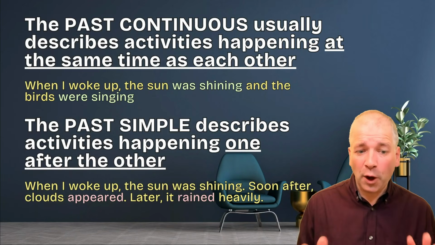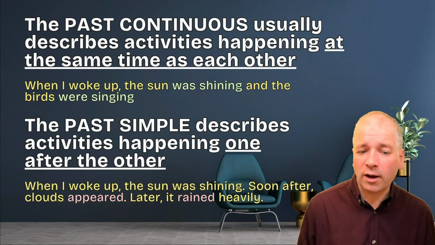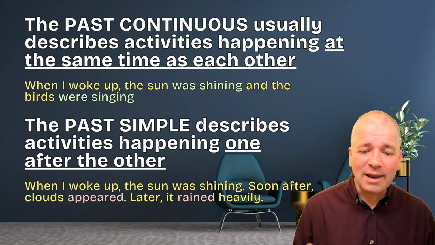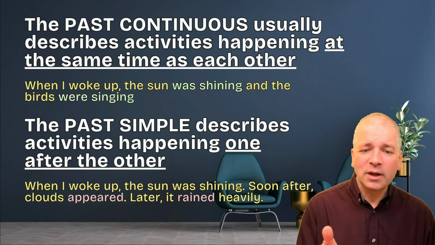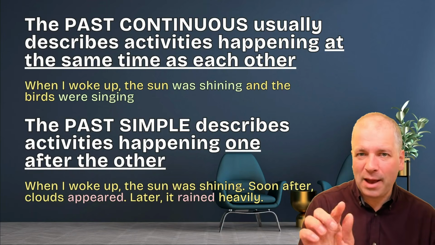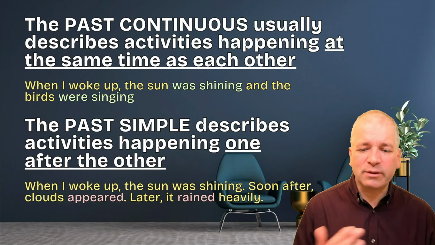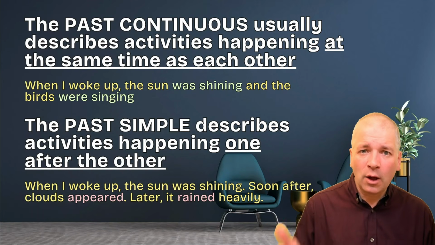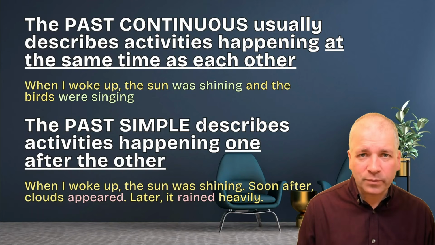The past simple, though, describes activities happening one after the other. When I woke up, the sun was shining. Soon after, clouds appeared. Later, it rained heavily. Let's focus on the difference here. In the first example, the sun was shining and the birds were singing at the same time. Background information. In the second example, clouds appeared and it rained heavily, one after the other.